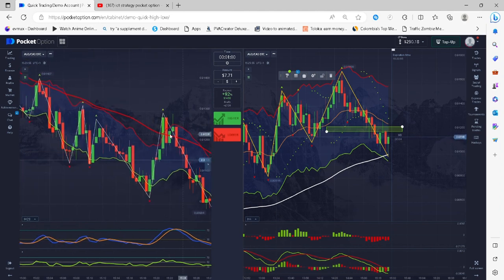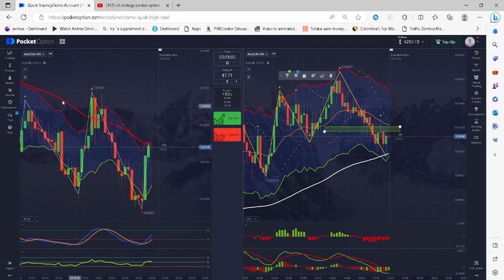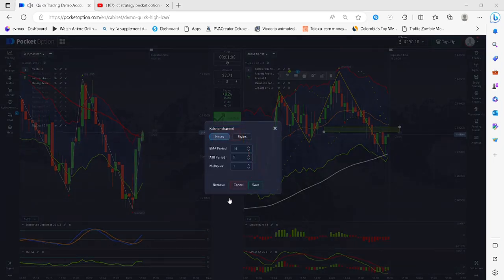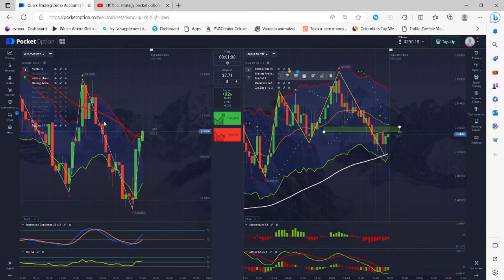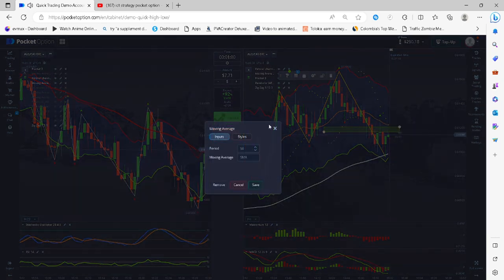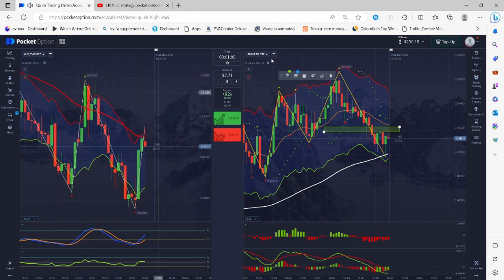The indicators are the Keltner channel on the left. Sorry, it's not default, I had to tamper with it. It's set at 14, 9 and 1, very important. And you have the 50 moving average, the 50 SMA. This is just to know whether the market is in an immediate uptrend or downtrend.